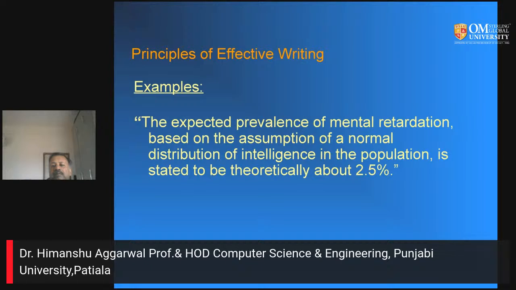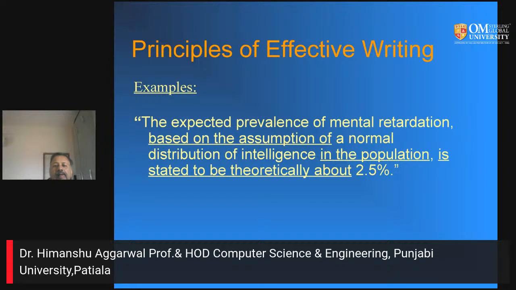The expected prevalence of mental retardation based on assumption of a normal distribution of intelligence in population is stated to be theoretically about 2.5%. Next, please. So here there are certain words which can be avoided. I have underlined it: based on the assumption of, in the population, stated to be theoretically about. If we remove these words, then our sentence will become much easier. Next, please.